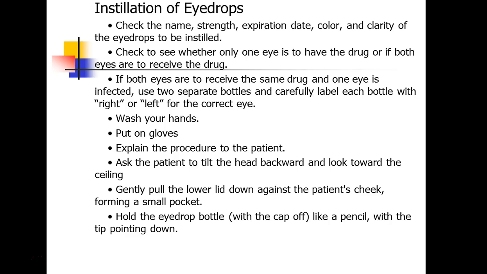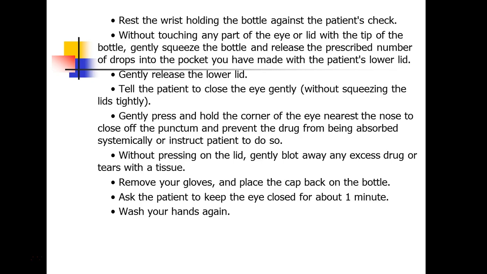So gently pull the lower lid down against the patient's cheek, forming a small pocket. So down here you form a small little pocket. Hold the eye drop bottle with the cap off like a pencil, okay? And then you're going to rest your wrist against the cheek. It should be cheek, not check. And then without touching any part of the eye or the lid with the tip of the bottle, gently squeeze the bottle to release the prescribed number of drops into the pocket you have made with the patient's lower lid. Now what happens if you miss the eye and you just get the cheek?